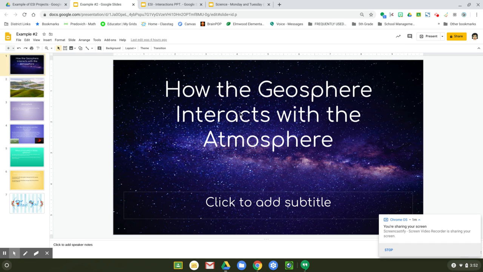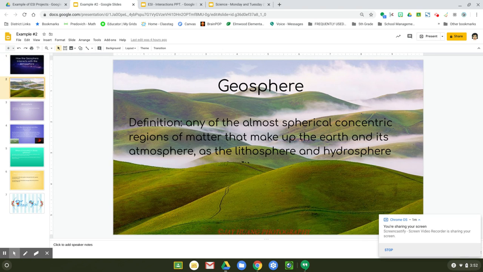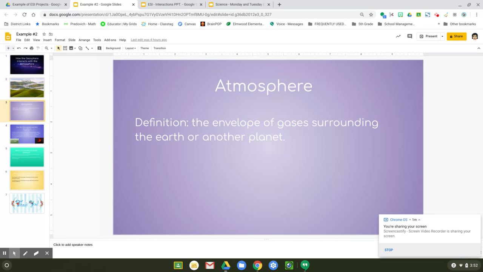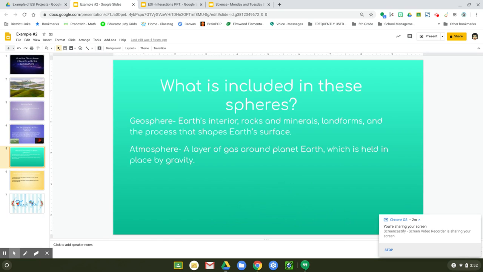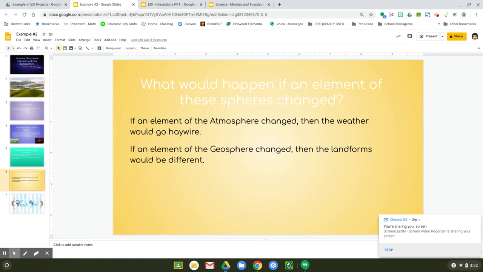So here they gave the title on the title page. They did how a geosphere interacts with an atmosphere. They took each one of the spheres, gave characteristics of it, the geosphere, the atmosphere. Then they said how they would interact with each other. Then they said what would happen if there was a break in the spheres, if something happened to it. Okay, so those are the slides. Please feel free if you'd like to add anything else, you may, but those are the main requirements.